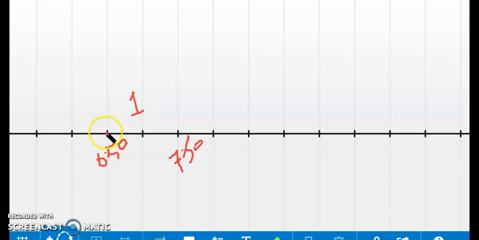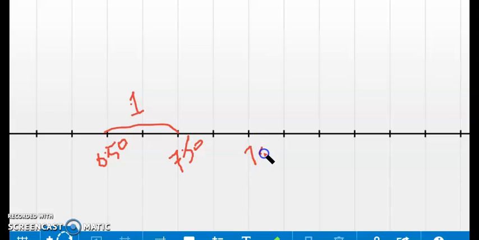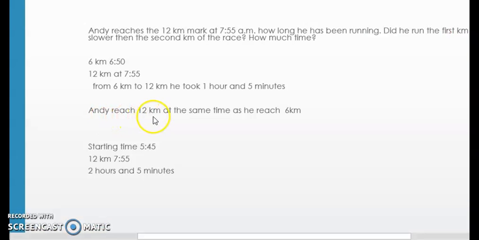From 6:50 to 7:50, it was 1 hour, and we need to find till 7:55. And from 7:50 to 7:55, it is 5 minutes. So while adding both of these, 1 hour and 5 minutes. So my time is 1 hour and 5 minutes. So Andy reached 12 km in the same time as he reached 6 km. It's the same, not too slow, not too fast. After this we need to find how much time also.